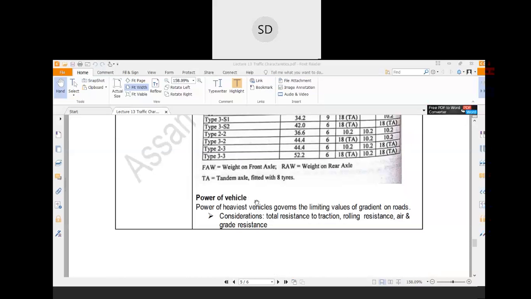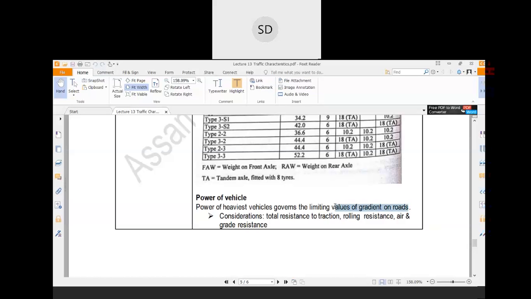Now, the power of the heaviest vehicles governs the limiting values of gradient on the roads. You know what the limiting gradient is. Limiting gradient is the maximum gradient which you can safely provide over a particular section of the road. The value of this limiting gradient depends on the power values of the average vehicles.